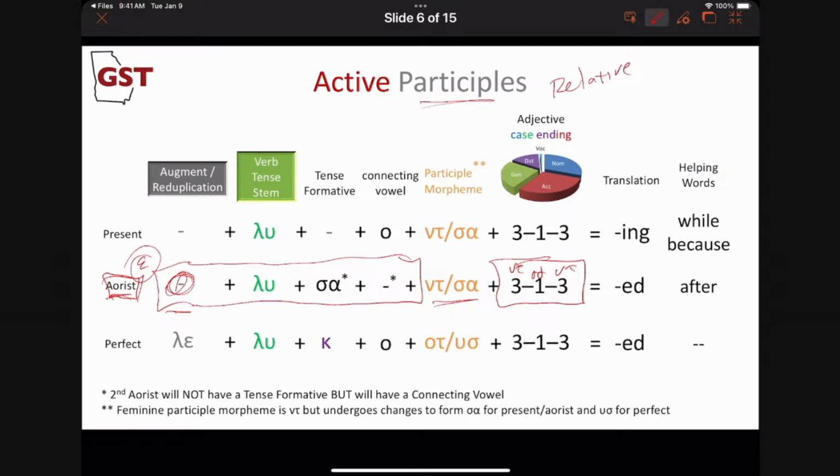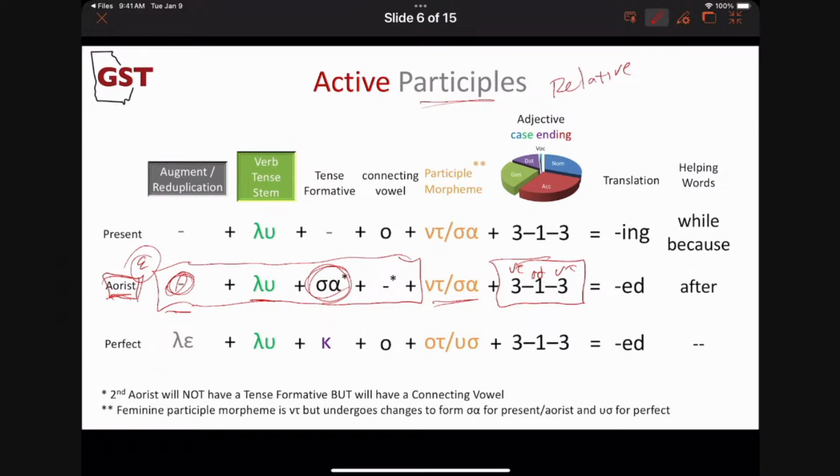So anyway, that's the reason. We're going to use our tense stem and the aorist tense stem. There will be a tense formative, as you mentioned. The slides I had last week had both the first aorist and second aorist, right? The first aorist does have the tense formative. The second aorist does not.